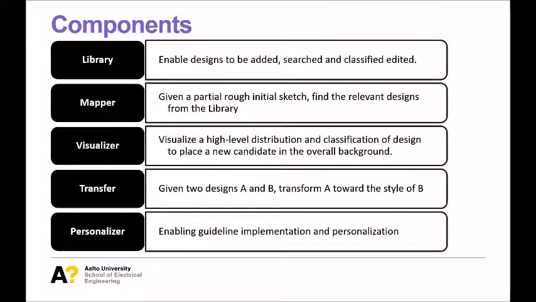Third, a visualizer, some way to visualize the distribution and classification of designs in that particular company or organization. Fourth, the transferring component, the heart of the whole system. Given a sketch A and a good design B, transform A into the style of B. And lastly, we want to have some kind of a personalizer which allows the guideline implementation and further modifications to happen on top of a given sketch being developed. Out of these five components, the current discussion will focus on these two: the mapping, that is identification of the best closest match from the library, and transfer, given two designs, transform one into the format of the other.